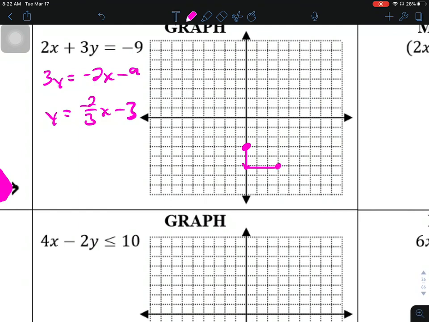If you only need 2 points to make a line, why do I often do more than 2? Just going to make your line more accurate, that's why. I could also go up 2 and to the left 3.